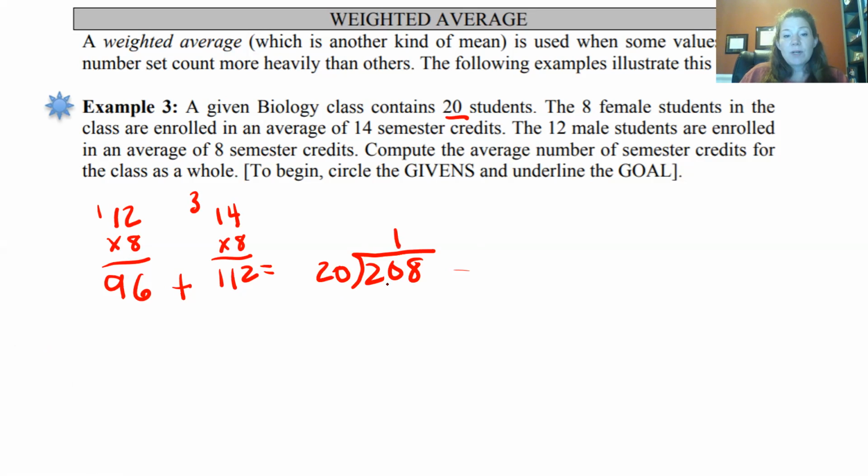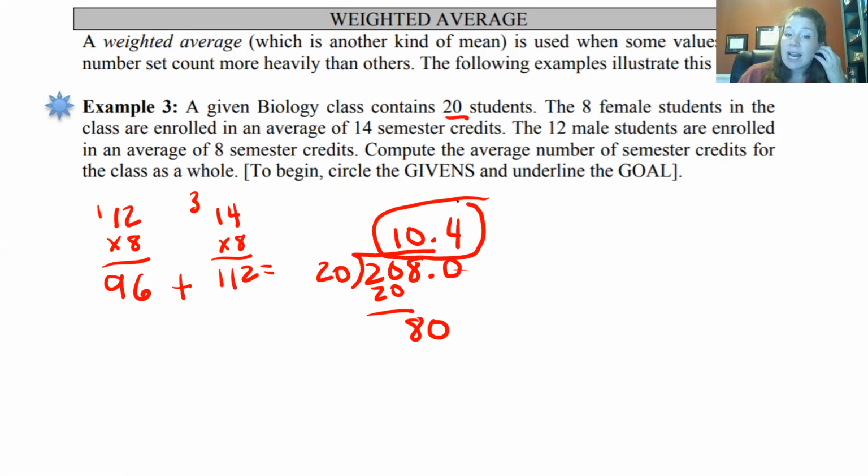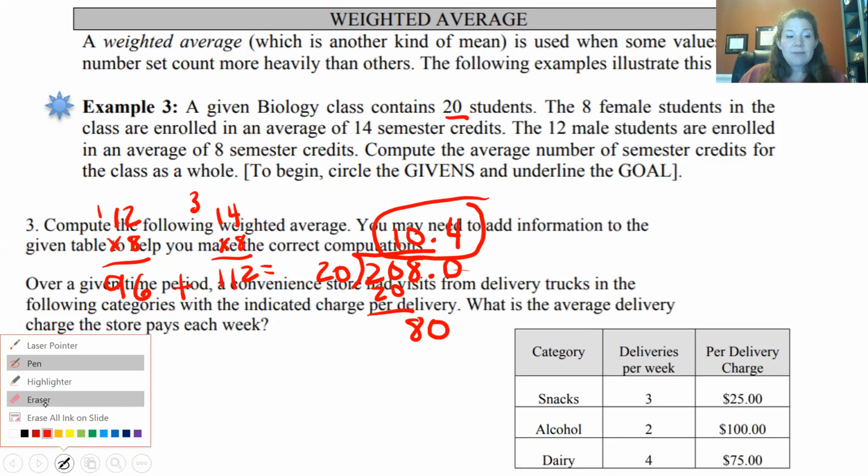Well, 20 goes into 20 once, with none left over, bring down my 8. 20 goes into 8 0 times. So now I can add a decimal and a 0. Oops. Bring down my 0. Well, 20 goes into 80 4 times. So the average number of semester credits for the class as a whole, on average, every student had 10.4 semester credits. All right, does that make sense? All righty. All right, let me get rid of this and see what's coming up.